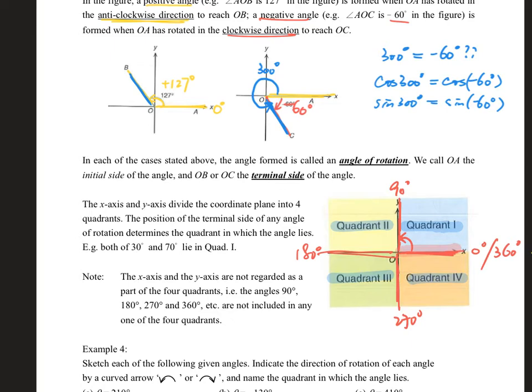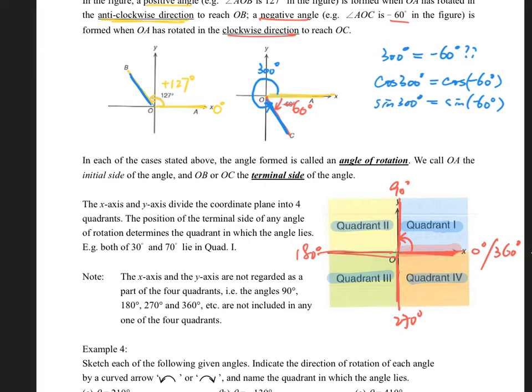So besides these four special angles, 0 degree, 90, 180, 270, they do not belong to any quadrants. For the rest, these four angles or four sides, you may say, divide the regions into four quadrants. And these four quadrants, later on we'll see, are very significant to know the sign or the values of sine, cosine, tangent afterward.